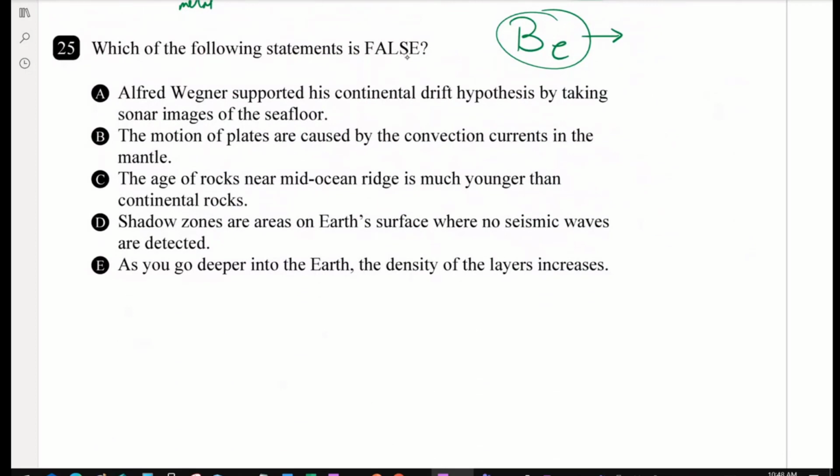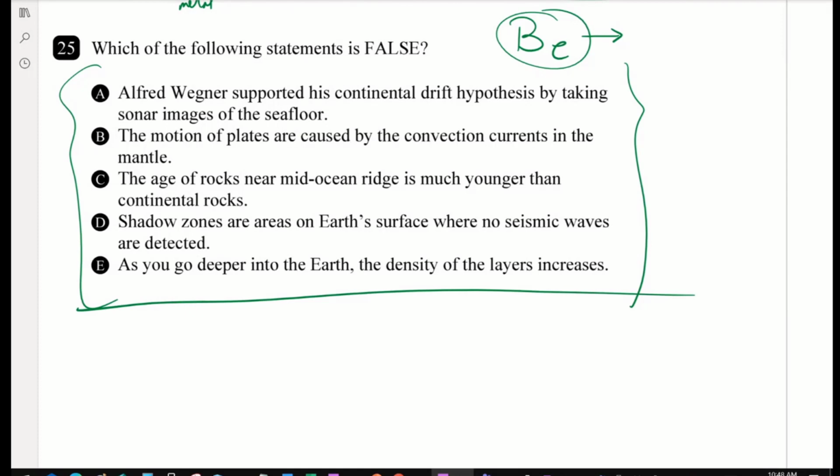Which of the following statements is false? I think you got this one in the quiz yesterday. So I think you might know it. And I solved it for you in the lecture notes.